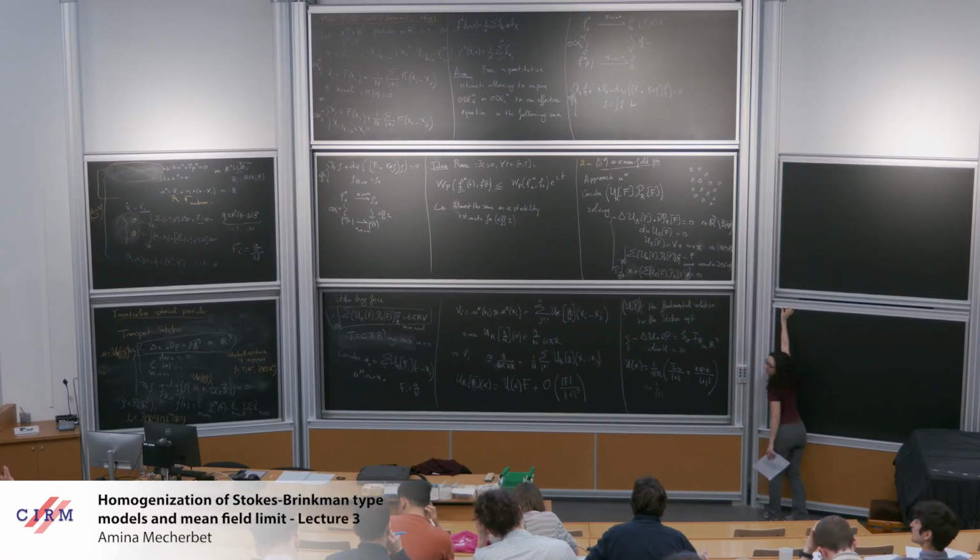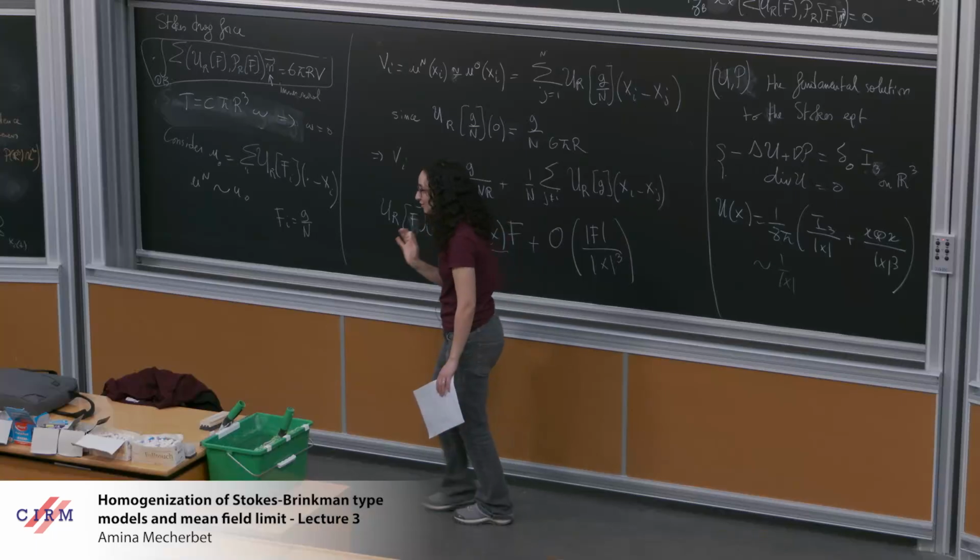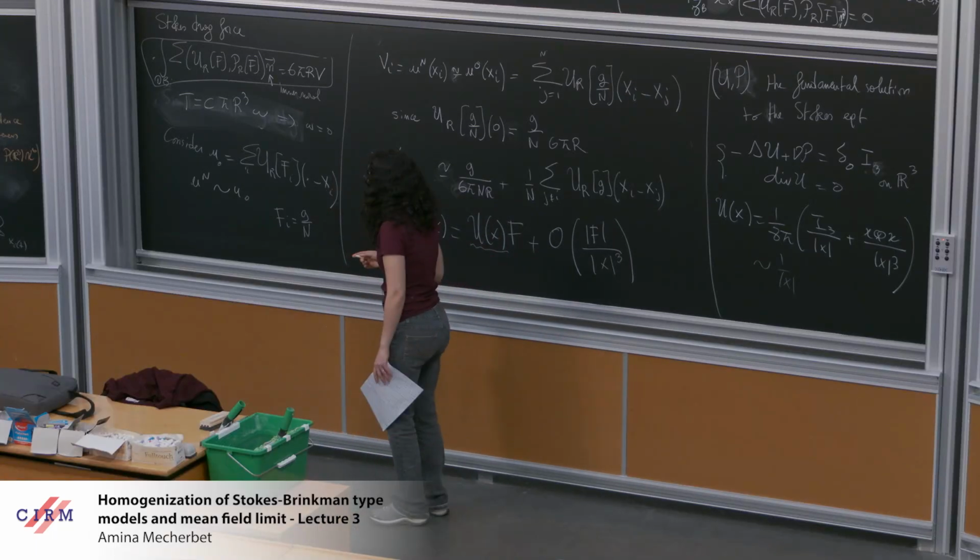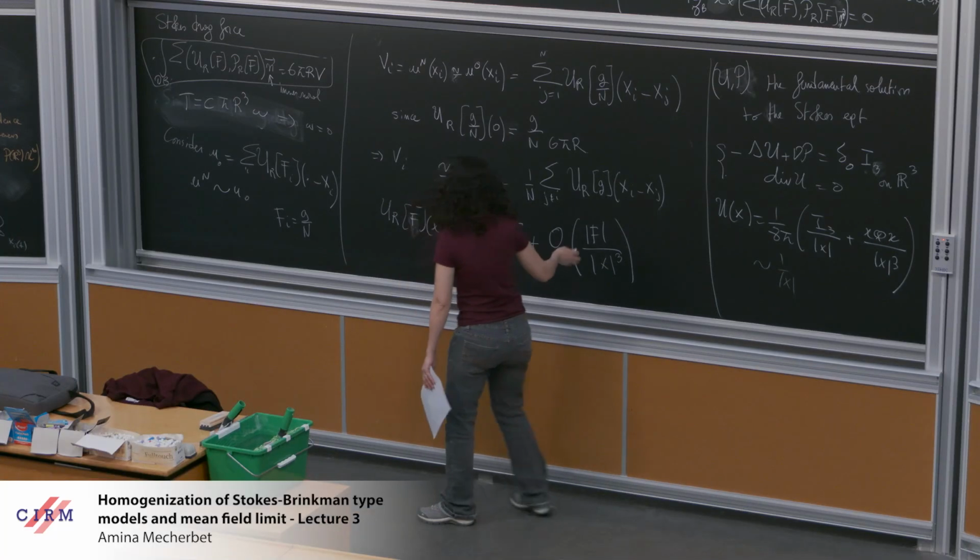Sorry, Amina, I still have another question. No problem. I didn't get how you write the last line here about UR. How do you get this first order term? This is a formula that you can find in some papers. It's not written on the board. Okay. Yeah.